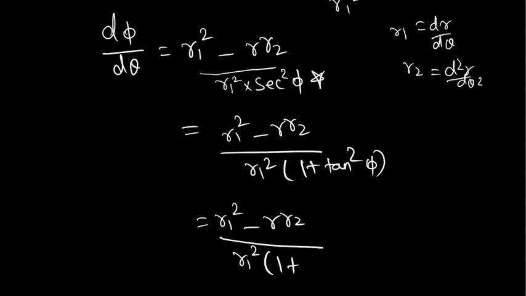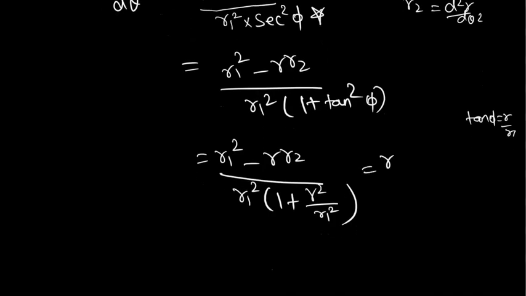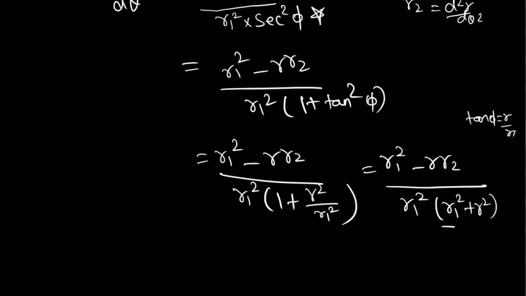Already we have derived tan phi as r by r1. So what is tan square phi? r square by r1 square. Now we are going to take LCM. If I take LCM, what I will get? r1 square minus r into r2 divided by r1 square into, if I take LCM, r1 square plus r square by r1 square. We are taking LCM for this second term. And this r1 square and this r1 square will get cancelled.